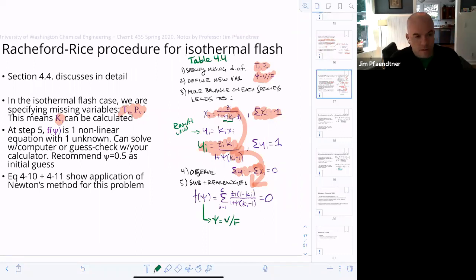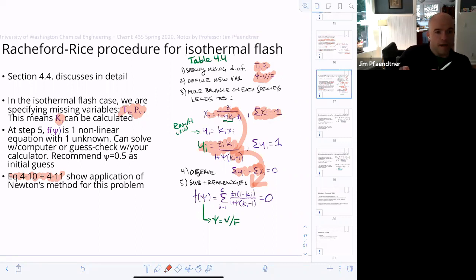In the book, you can find equations 410 and 411. These equations show how to apply Newton's method. You may have seen this in EMath 301 or your calculus class. It takes a derivative of this equation, and then it shows us how to minimize the derivative and find the minimum, or the solution to this equation.